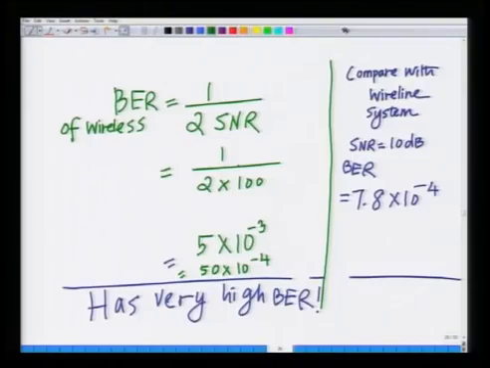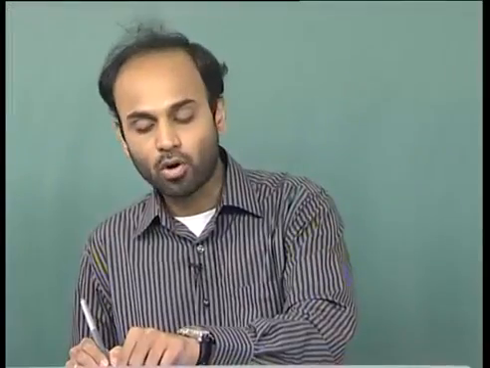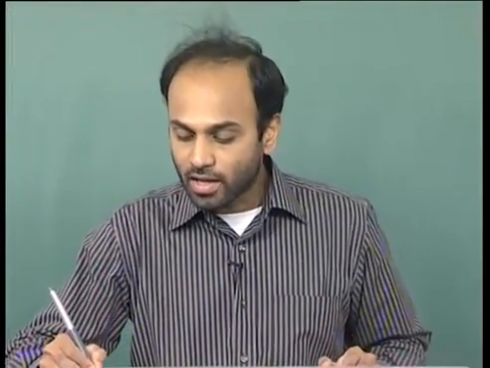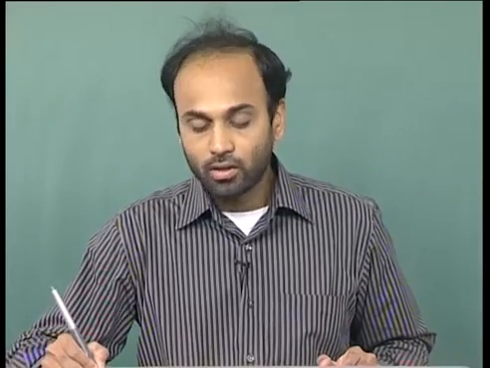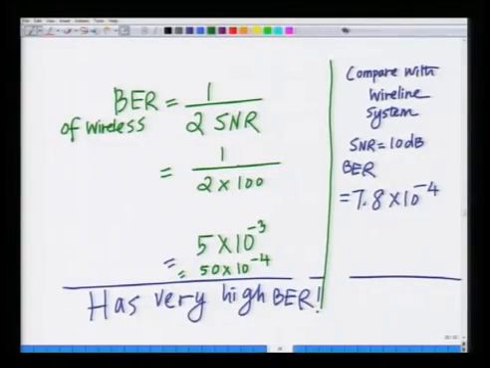Now, if you compare this with a wire line system or a wired system, you can see that at an SNR of 10 dB, the bit error rate in a wired system is 7.8 into 10 power minus 4, as we derived earlier, while in a wireless system it is 50 into 10 power minus 4.